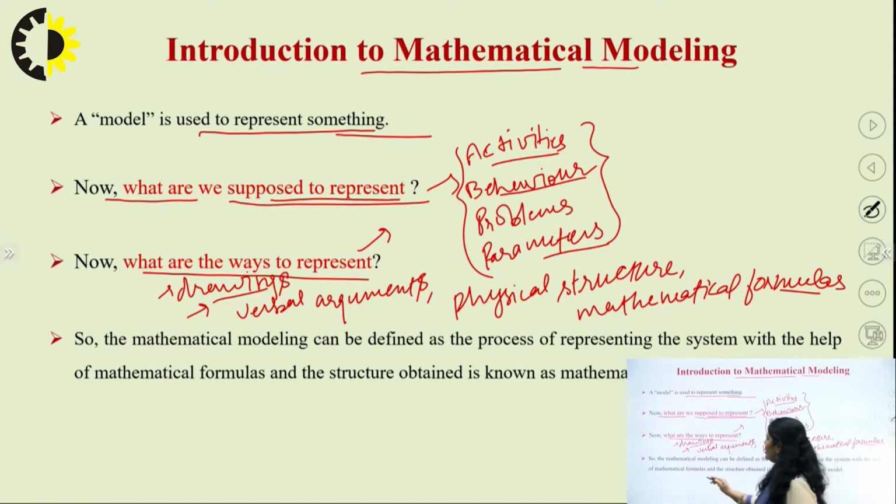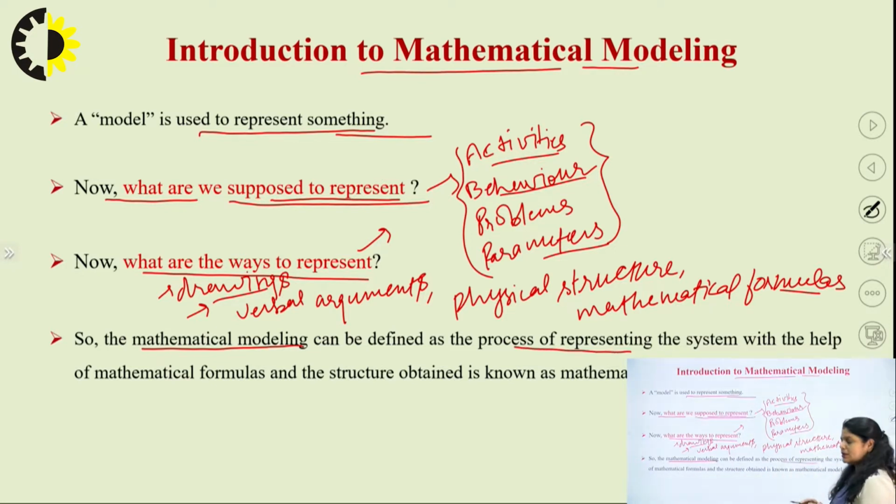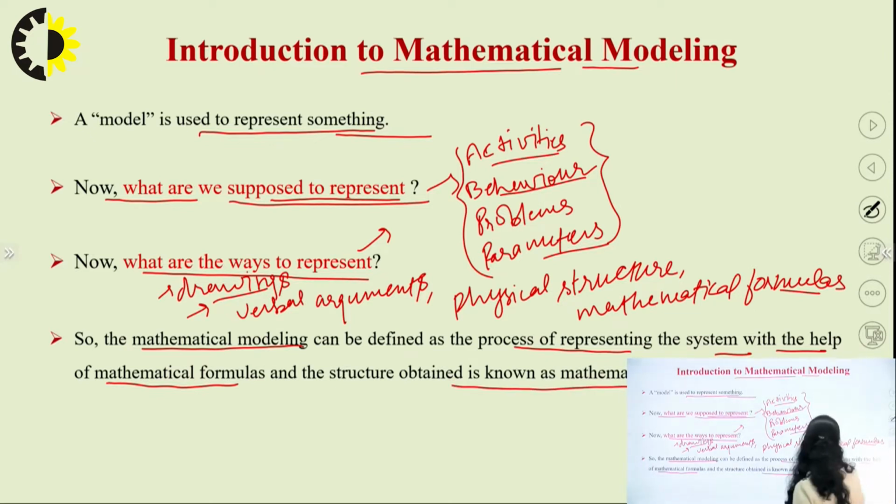Now, we can define the mathematical model as a process of representing the system. We are representing the system here. So, we can say it is the process of representing the system with the help of mathematical formulas, and the structure which we obtain is known as the mathematical model. Okay.